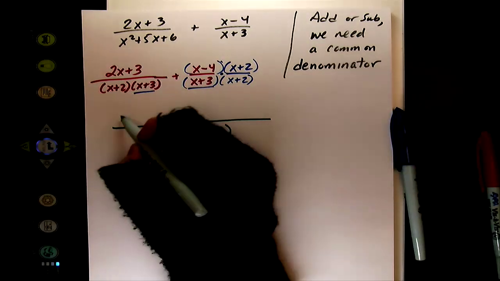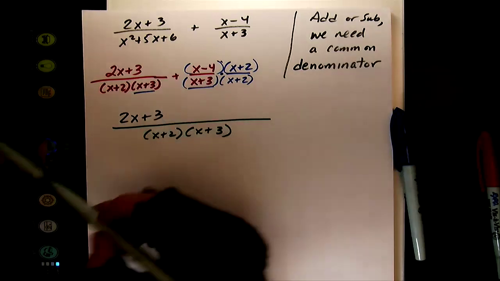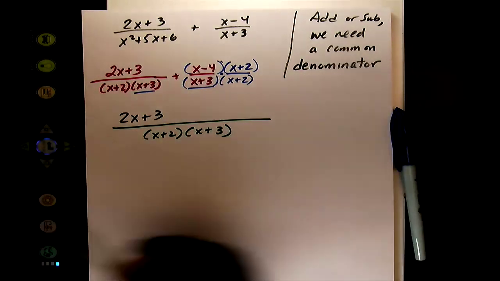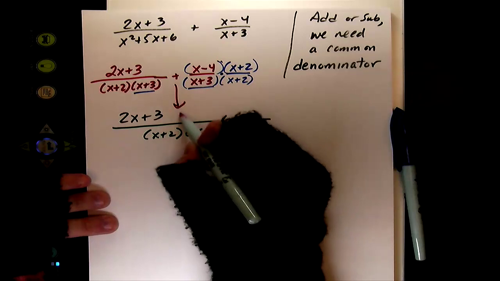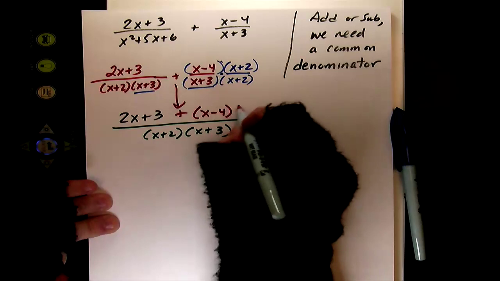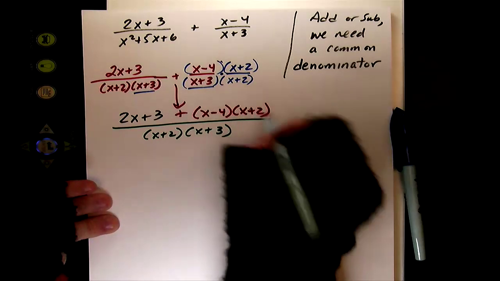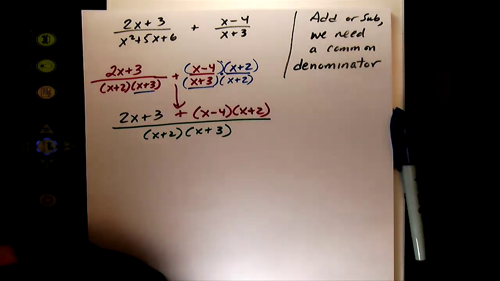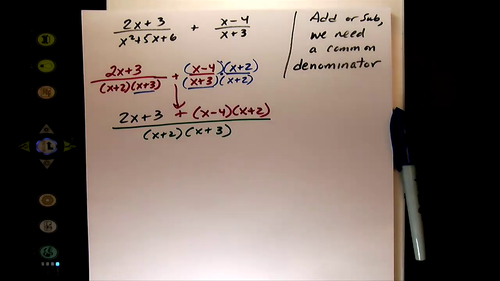I have my 2x plus 3 from the left. Whatever sign was there comes here. And then x minus 4 times x plus 2. You really should at this point multiply it all out, combine it together, and then factor it and see if anything cancels, because it might simplify. So let's do that.